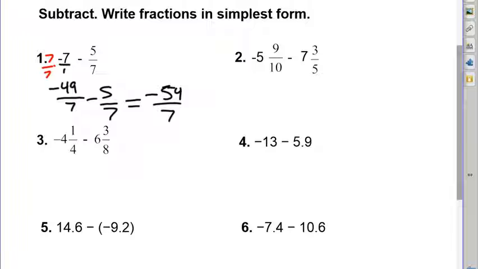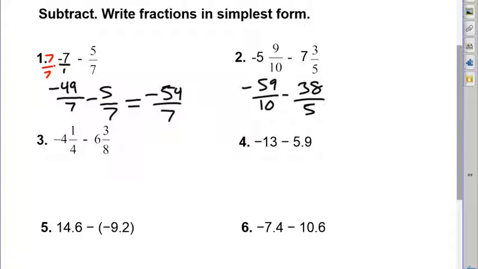Problem number 2, we have some mixed numbers: negative 5 and 9/10 minus 7 and 3/5. First thing I'm going to do is convert these to improper fractions. 10 times negative 5 is negative 50, plus 9 is going to be 59. So this is negative 59/10 minus 7 and 3/5. To convert this into an improper fraction, we do 5 times 7 plus 3. 5 times 7 is 35, plus 3 makes 38 over 5.